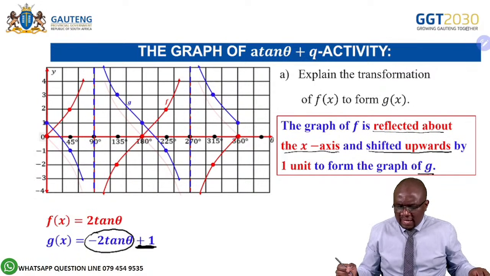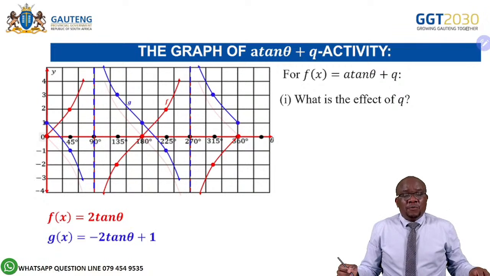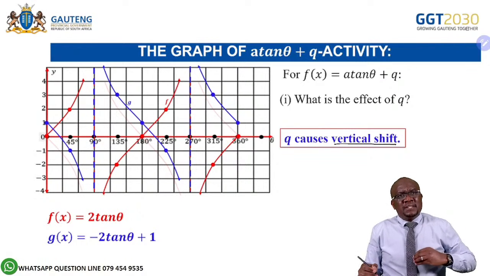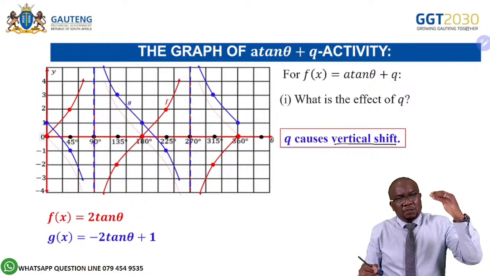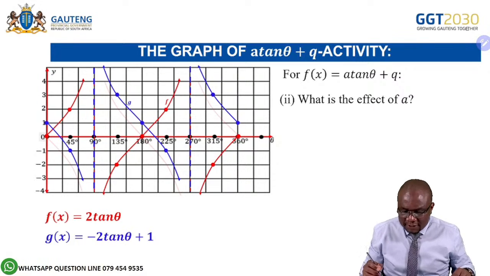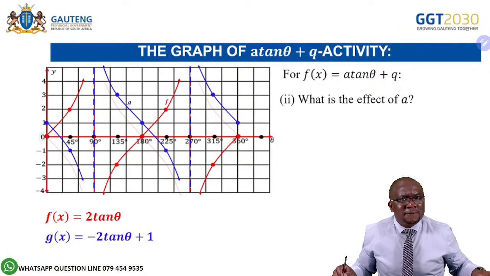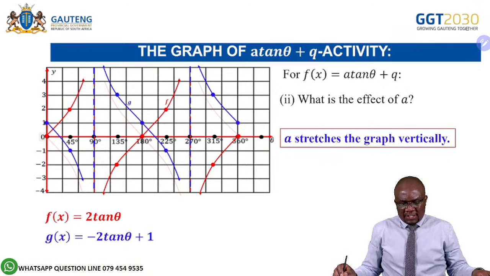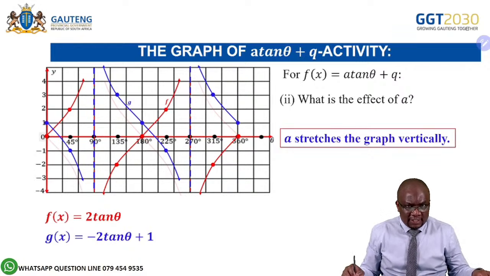Okay, right. And then what is the effect of q? We have seen that q causes vertical shift. If q is positive, the graph will go up by q units. If q is negative, the graph will go down by q units. What is the effect of a? What did I say? Who remembers? We said a causes vertical stretch. So a stretches the graph vertically. Don't forget that learners, we have managed to learn about the effect of a and q.